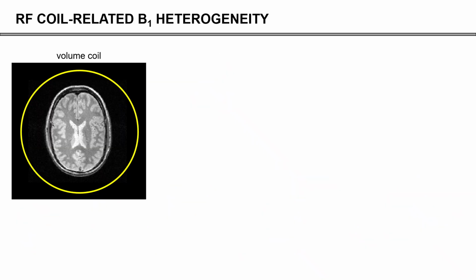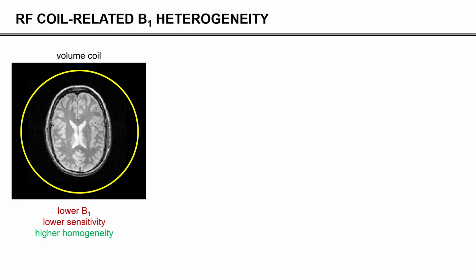Okay, so let's talk a little bit more about volume coils. So let's say that we have a volume coil given by the yellow circle. Generally, these coils are very homogeneous, and that means that no matter where you are in the object, you're going to have the same receive sensitivity, and you're going to have the same B1 transmit efficiency. So that's very desirable. In other words, the spatial homogeneity is quite good.